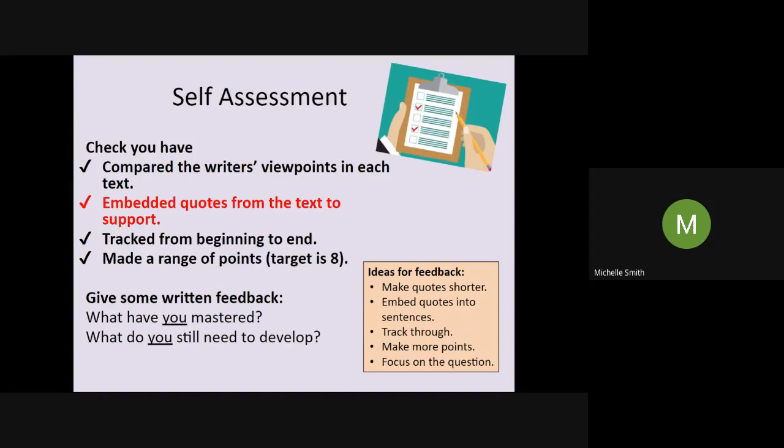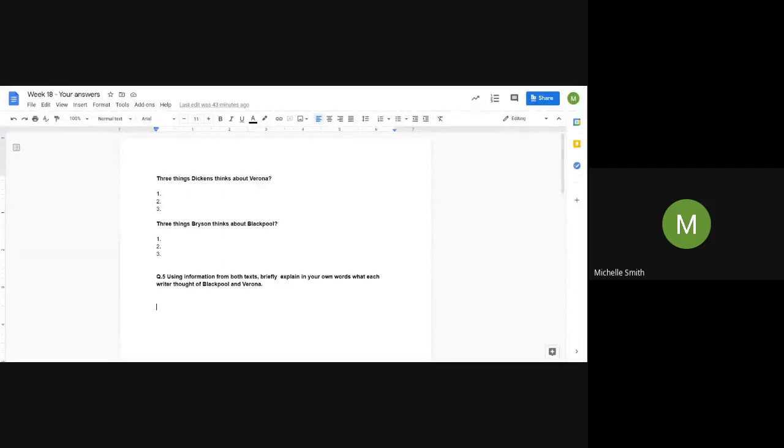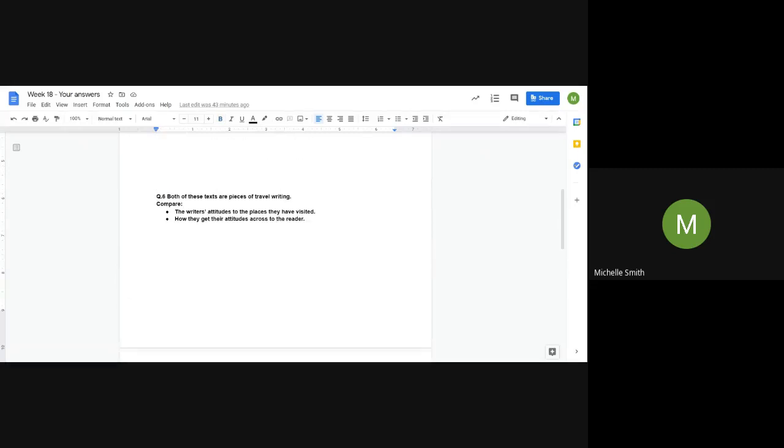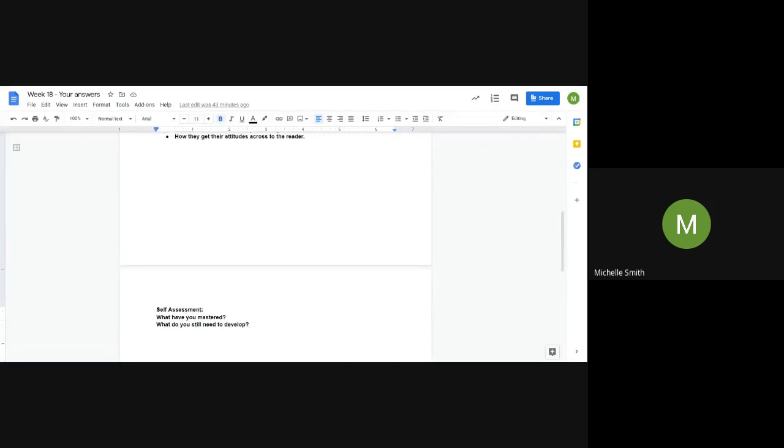So write down some feedback on your answer sheet. You should have filled in question 5 and then question 6. Question 6 was the one we've just done. So have a look at the responses, and then you've got the self-assessment bit. What have you mastered? Actually write something in that space. What do you still need to develop? Please write something in that space.